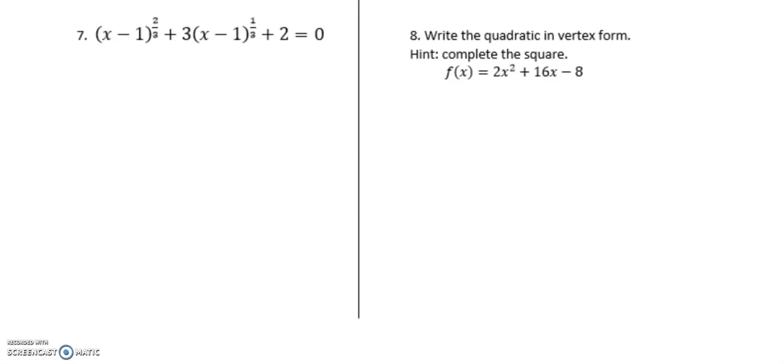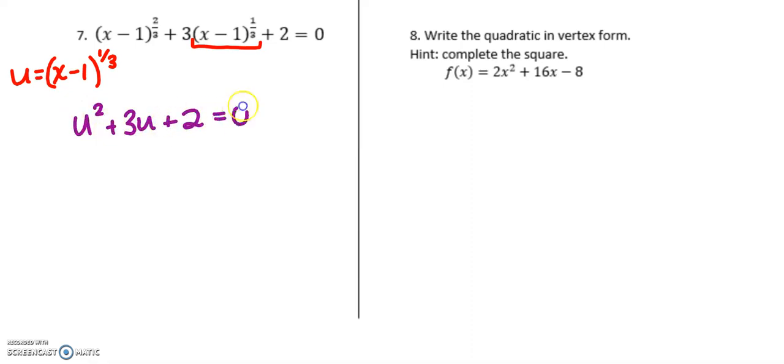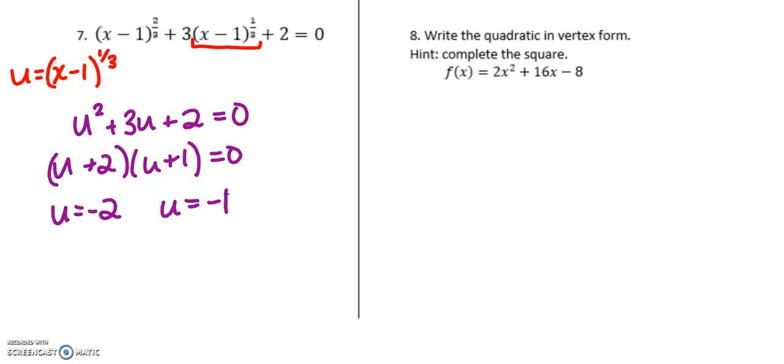All right, this next one looks really messy. We got some 1/3 powers, which we'll eventually undo by cubing. But you should notice that this 1/3, this is 2/3, which means that really you've just taken this thing and you have squared it. So I'm going to say u is equal to (x minus 1) to the 1/3. Now when I go back and write this, I can view this as u squared plus 3u plus 2 is equal to 0. Well, now this isn't so bad. (u plus 2)(u plus 1) equal to 0. That means u equals negative 2 and u equals negative 1.